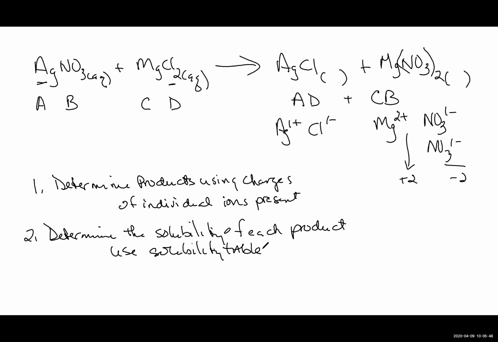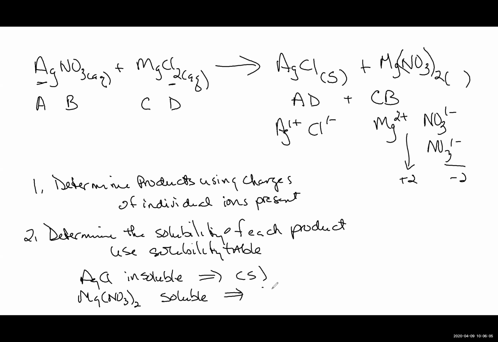So again, silver chloride, we already did the last time, we know is insoluble. So I'm going to write that it's a solid. Magnesium nitrate is going to be soluble. So I'm going to write it as AQ. So that is the very first thing you need to do in getting your overall reaction done.